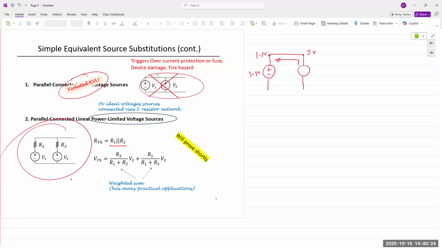Thevenin resistance would be the parallel combination of R1 and R2. And the Thevenin voltage is a sum of V1 and V2, but it's a fraction of V1 that appears and a fraction of V2 that appears between those output terminals. There's a small, not a derivation, but an explanation that I can show in a couple of slides. So if you have two dissimilar voltages, you can add them up to find the Thevenin voltage.